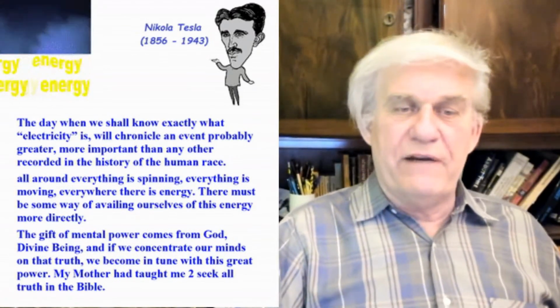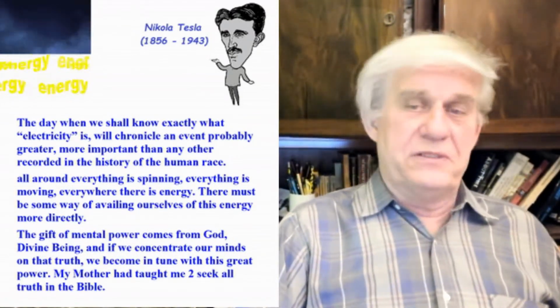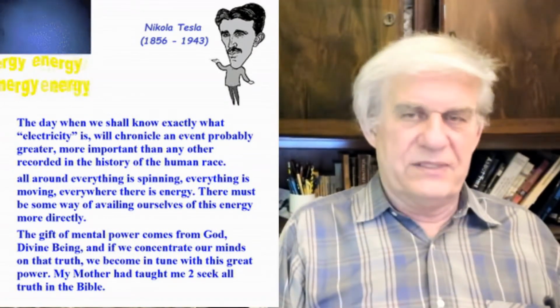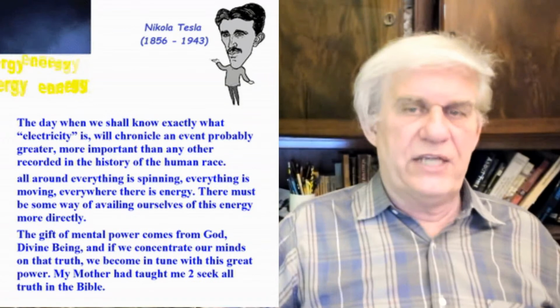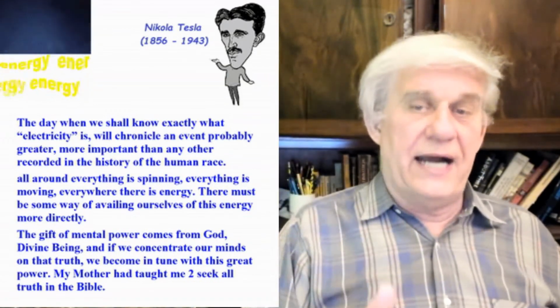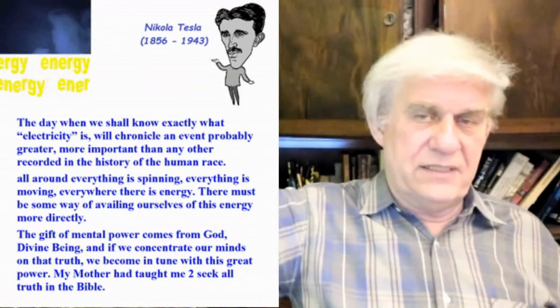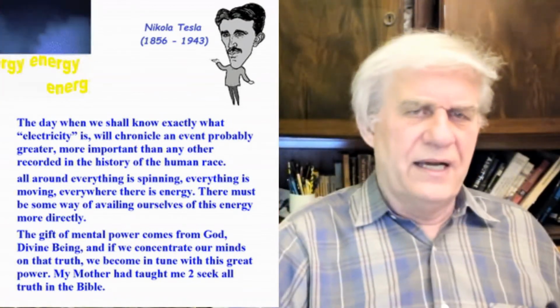"There must be some way of availing ourselves of this energy more directly." So he used words such as energy, force, field. So he had no idea what science was. Again, he had no explanations because he used abstract concepts as physical objects. He was from the 1920s. I mean, he died in 1943.